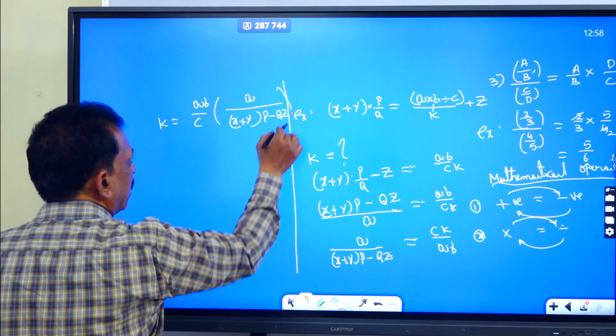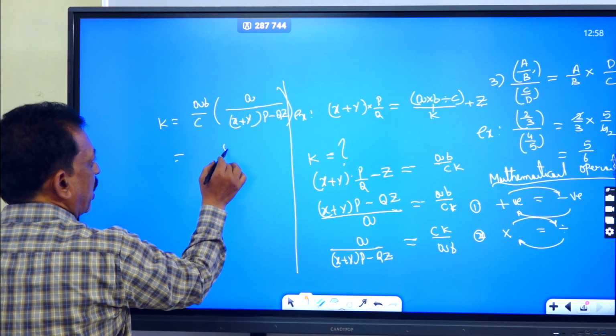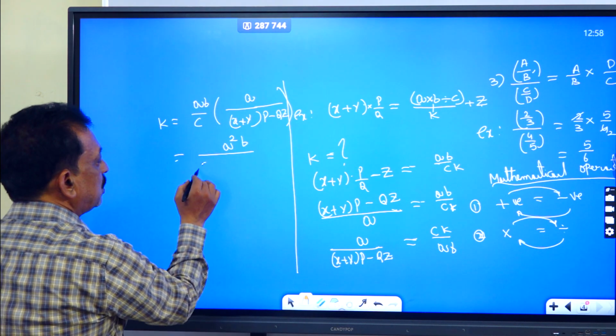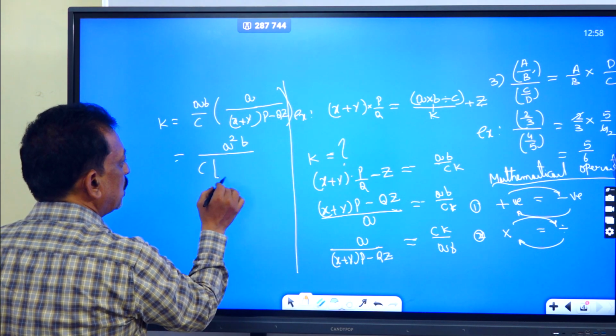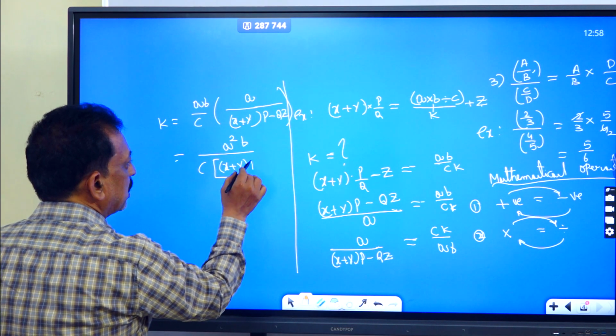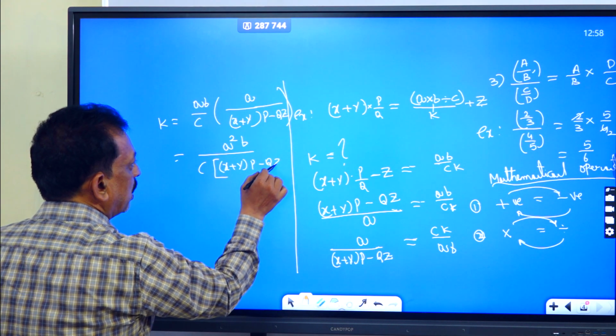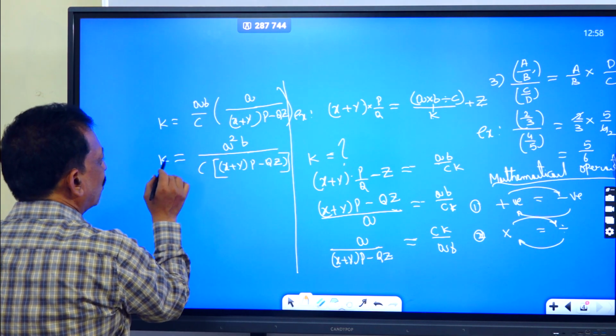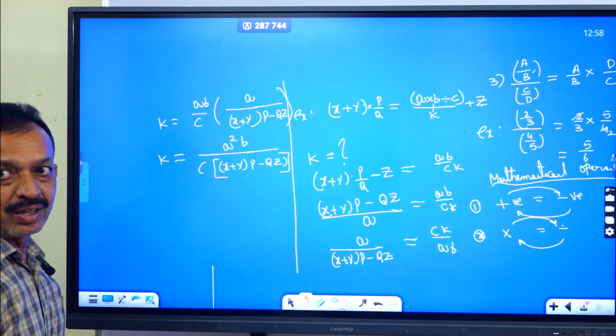Okay, then I'll do whatever you want to say, sir. I can write a square b by c into x plus y into p minus qz, like this. But we are thinking that nothing is there. No. Once you do the operation, then you know what the things are.